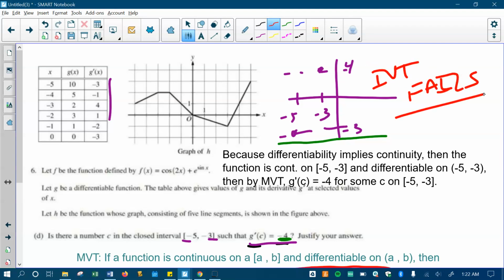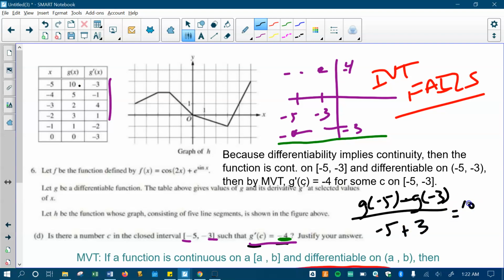So how do you solve the problem? You solve it with MVT. And the first thing you need is g of negative 3 minus g of negative 5, because you need the average rate of change between negative 5 and negative 3. And g of negative 5 is 10 minus g of negative 3 is 2, and we're dividing by negative 2. Oh my gosh, 10 minus 2 is 8. 8 divided by negative 2 is negative 4. And hey, that's what we were supposed to get.